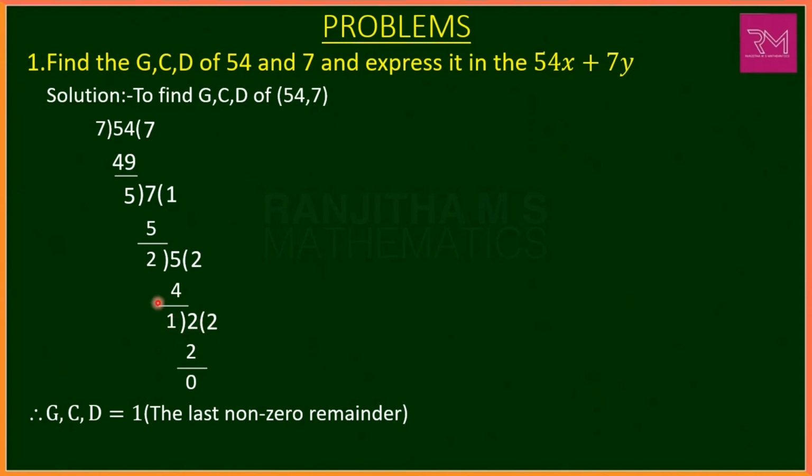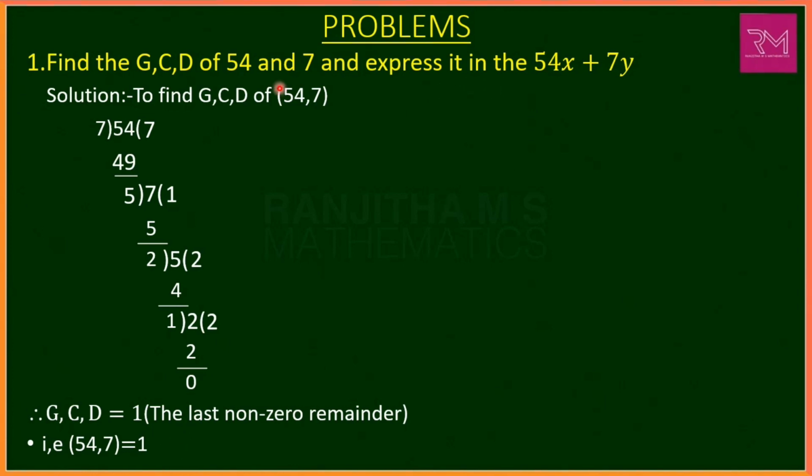Also, we have to check here GCD is 1. That means this 1 divides 7 and also this 1 divides 54. So we can conclude GCD value is 1. Therefore, we can write it as GCD of 54 and 7 value as 1. First step is completed, that is find the GCD of 54 and 7. This value is completed. We know that GCD of 54 and 7 value is 1.